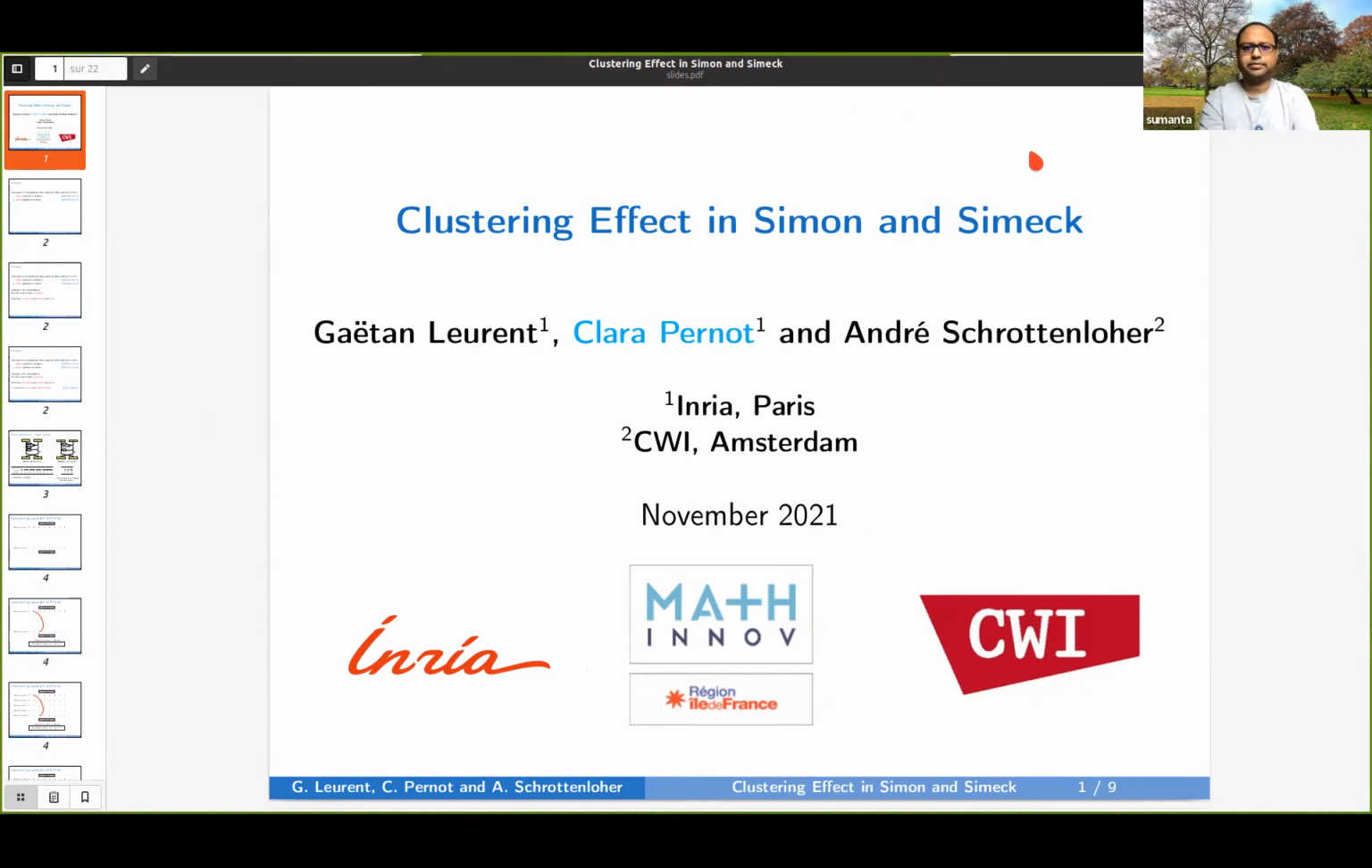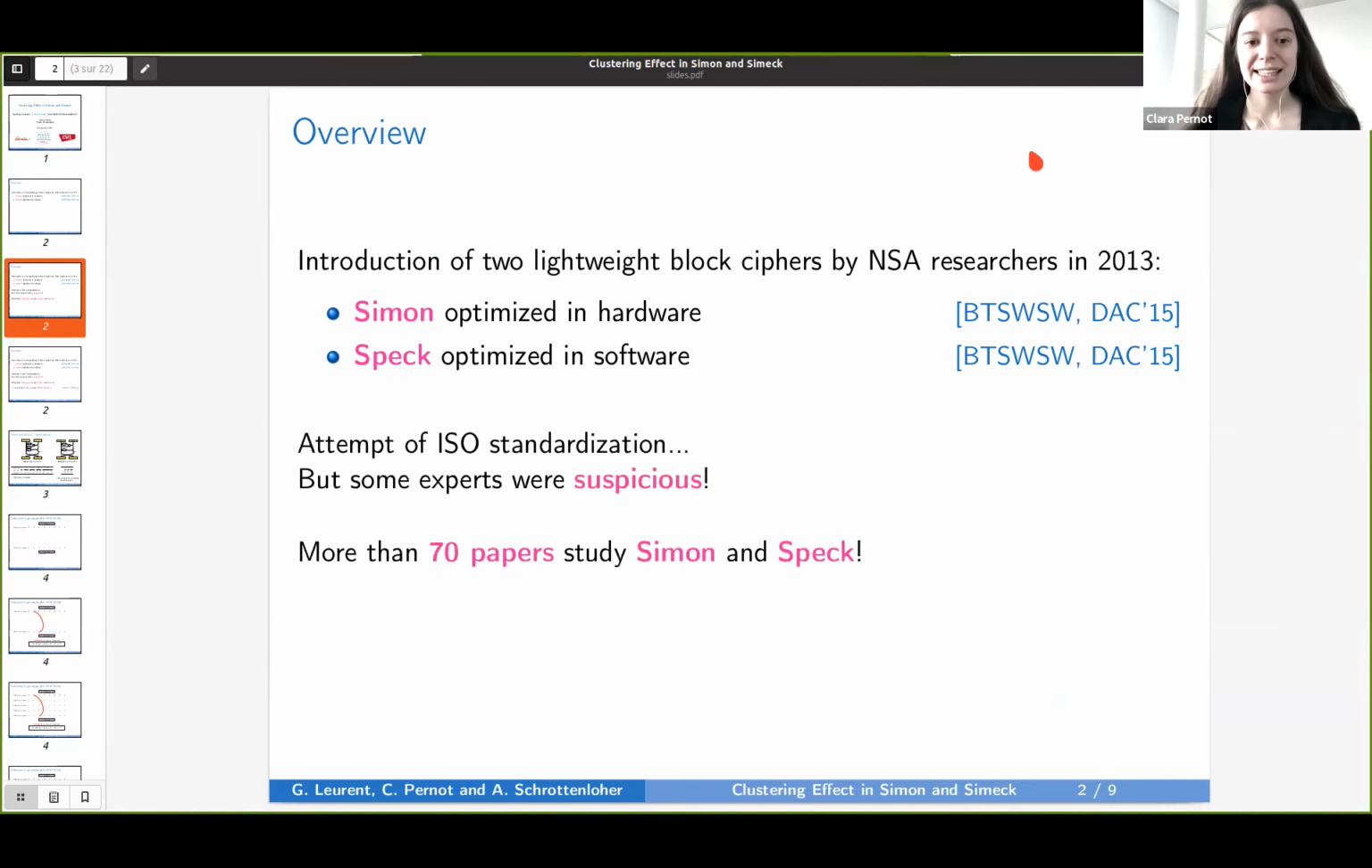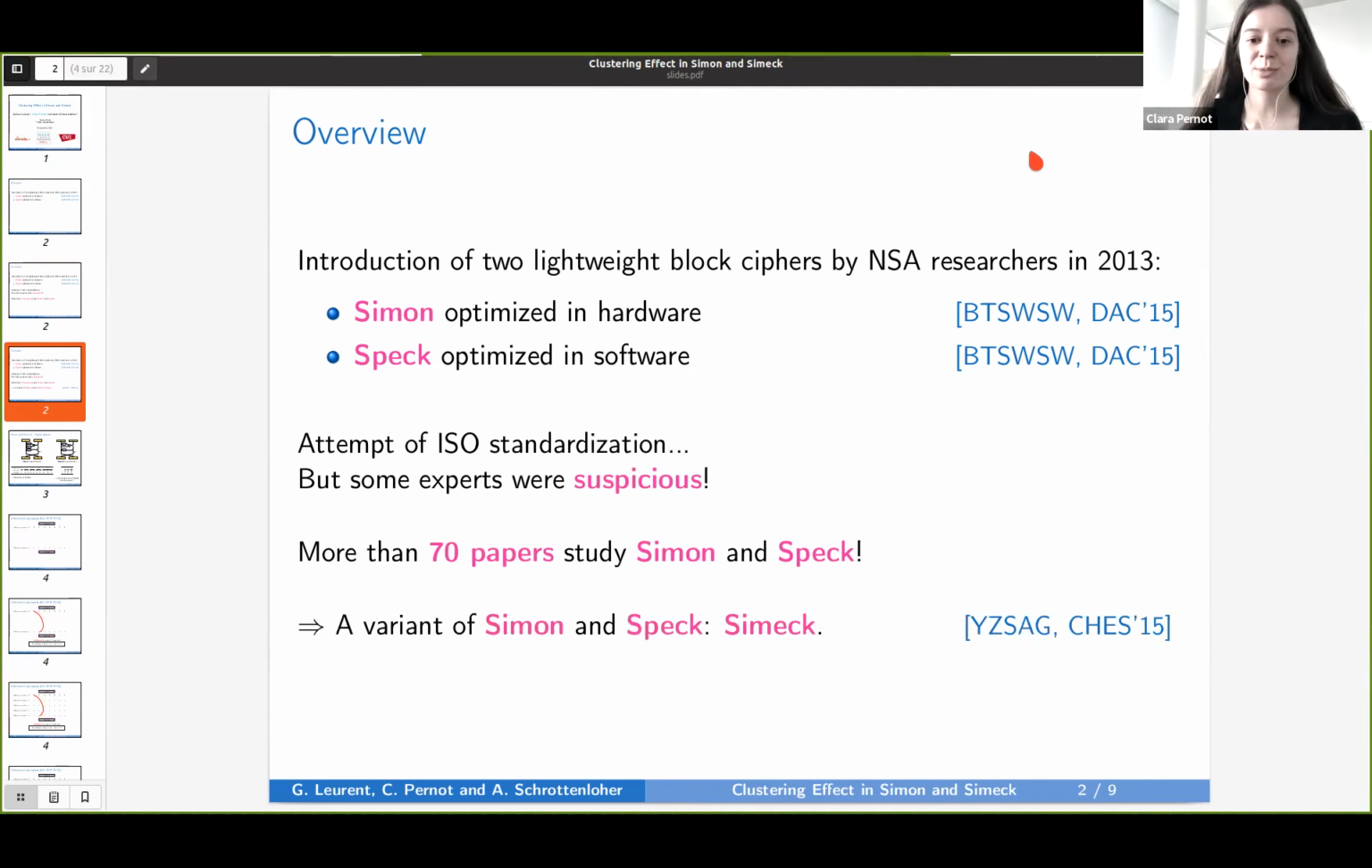Thanks for the introduction. My name is Clara Parno, and I'm going to present joint work with Gaëtan and André Schrottenloher, entitled Clustering Effect in Simon and Simeck. Simon and Simeck are two lightweight block ciphers introduced by the NSA in 2013. Simon is optimized in hardware, while Simeck is optimized in software. The NSA tried to get Simon and Simeck standardized at ISO, but some experts from other countries were suspicious because it was the NSA. More than 70 papers study Simon and Simeck. A little later, an academic variant of Simon was proposed. This variant is Simeck. In the following, we'll study Simon and Simeck.